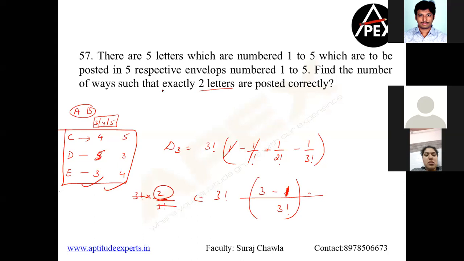So what is my correct answer? If two letters have to be posted correctly, I first choose which two. After choosing two letters, for every three envelopes, there are two ways of going with the wrong answer, the incorrect way of posting them. So therefore my answer becomes 5C2 into 2 factorial. That's going to be my answer. Any doubts?